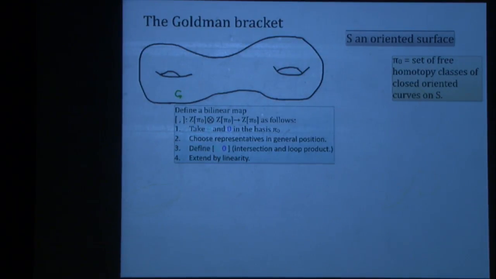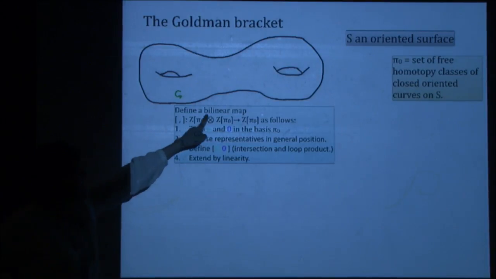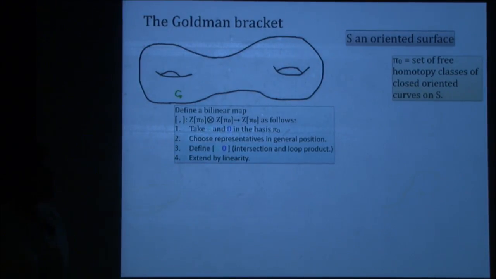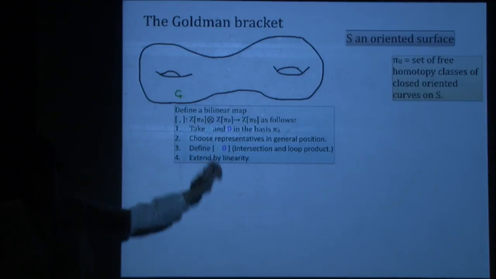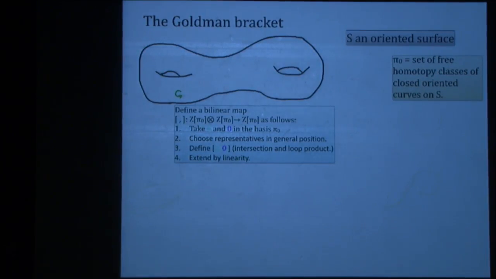So the structure is going to be a Lie algebra, and I'll tell you what it is if you never saw it. So this will be a bilinear map. I'm going to take linear combinations of these deformation classes. These are just formal linear combinations. A curve, the class of a curve and the class of the inverse of that curve, they are not zero. They are just elements, linear combinations, and they're elements in my space.